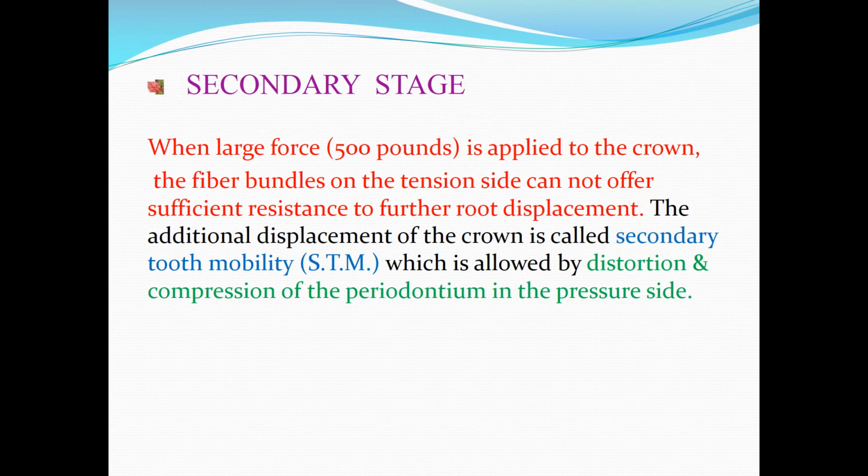This is called the secondary tooth mobility, and it is allowed by distortion and compression of the periodontium on the pressure side. This means that on the pressure side there will be compression of the fibers, while on the tension side the fibers will be tense until they may be torn if the force remains.